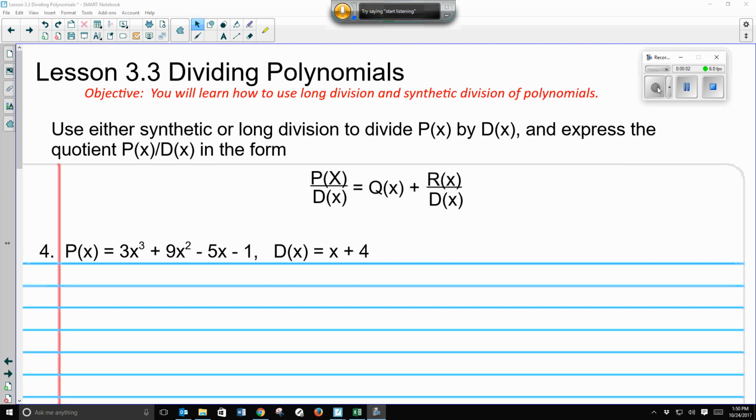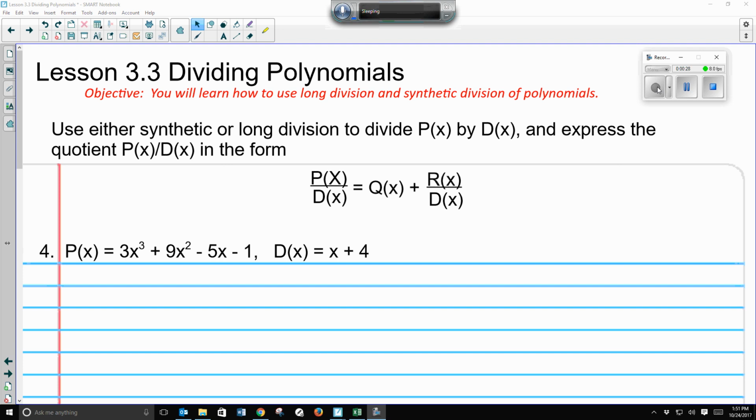Okay, lesson 3.3, dividing polynomials. Usually when we're dividing, we have a polynomial in the numerator, a polynomial in the denominator, and we factor and try to cancel things out. But here we're using long division and synthetic division. I don't know if any of you remember those two things from Algebra 2.